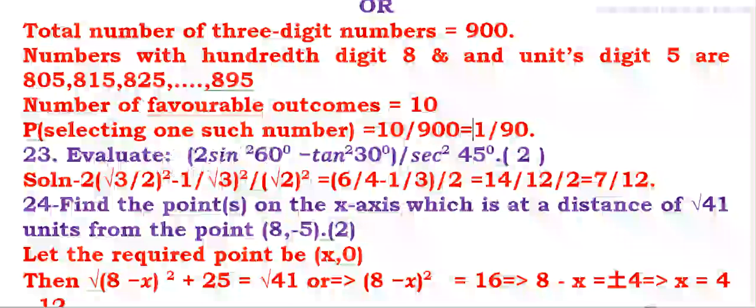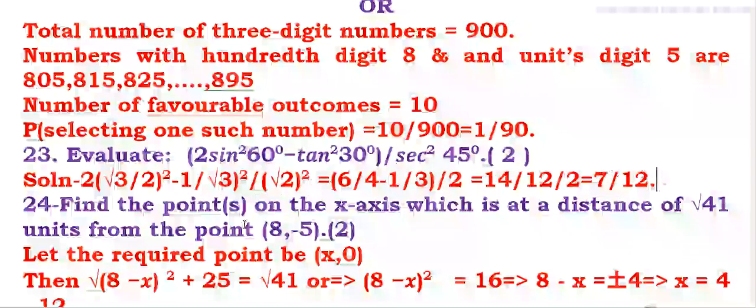Evaluate 2 sin square 60 minus tan square 30 upon sec square 45. We can put the values: sin 60 is root 3 by 2, tan 30 is 1 by root 3, and sec 45 is root 2. By calculating, the value comes to 7 by 12.